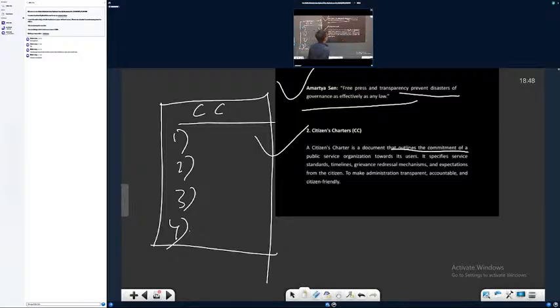Citizen charter outlines the commitment of public service organizations towards its users, that this is what we are committing. It specifies service standards, timelines, grievance redressal mechanisms, and expectations from citizens to make administration transparent, accountable, and citizen friendly.